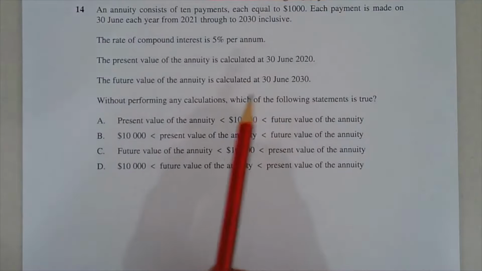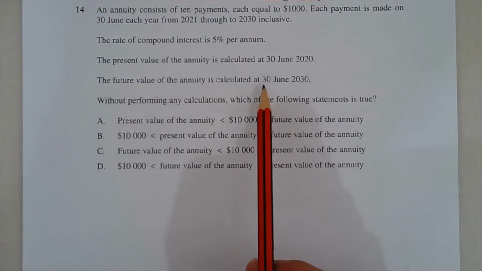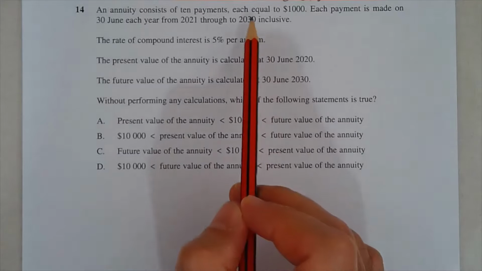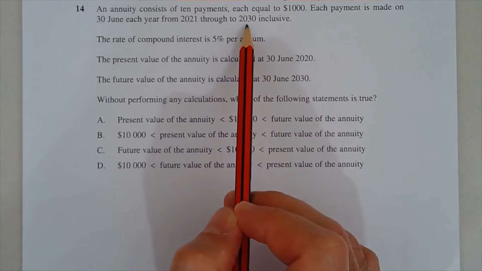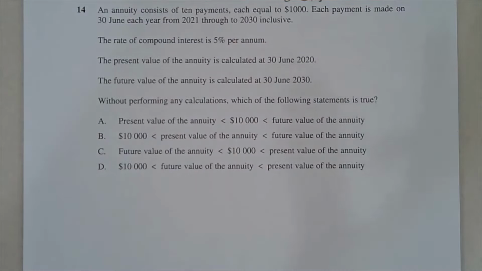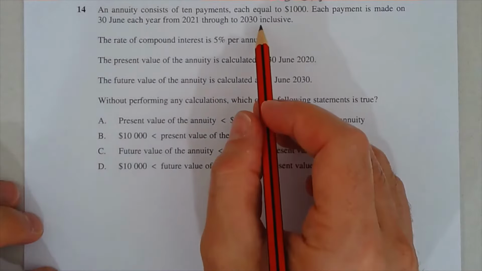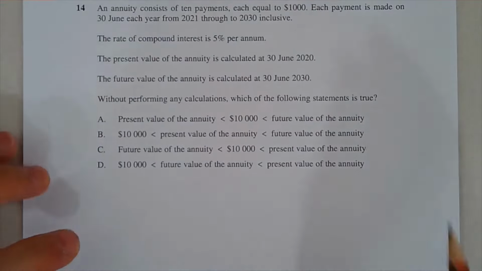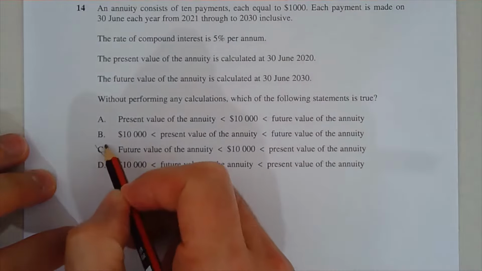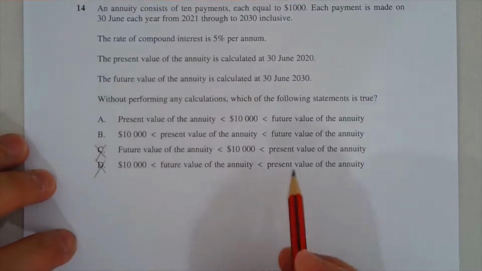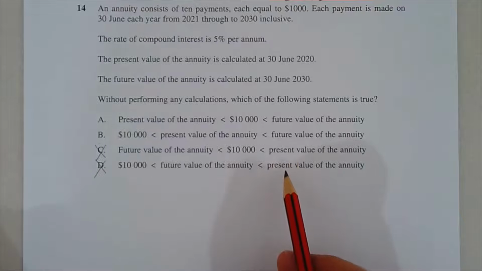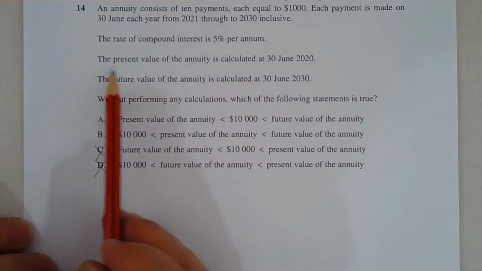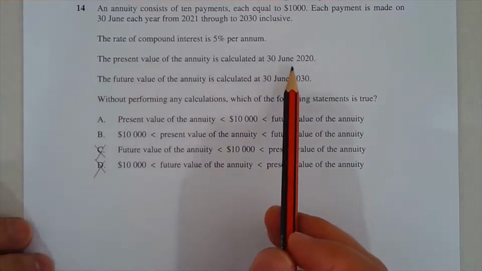Now, the future value of the annuity is calculated at the 30th of June 2030. There's our first clue. And that's the end of the investment, basically the investment term, right? So it's a 10-year term. So clearly, the future value should be the greatest. In fact, logic would tell you so. So it can't be C and it can't be D, because this is implying that the present value is in fact the largest amount. Now, the present value of the annuity is calculated at the 30th of June 2020.